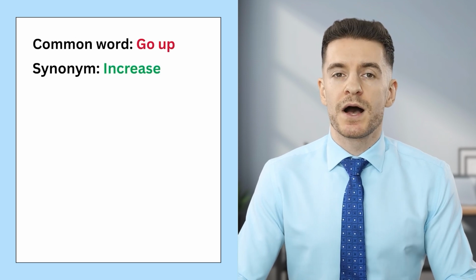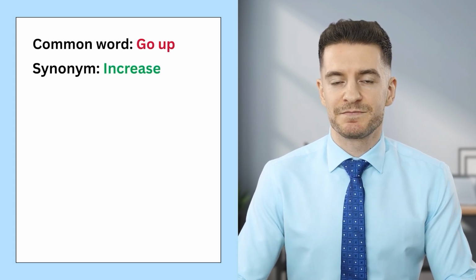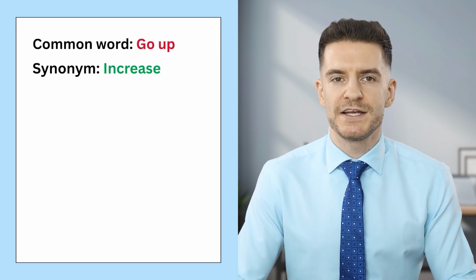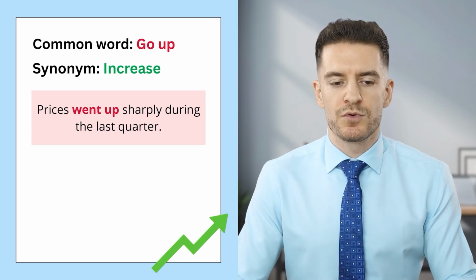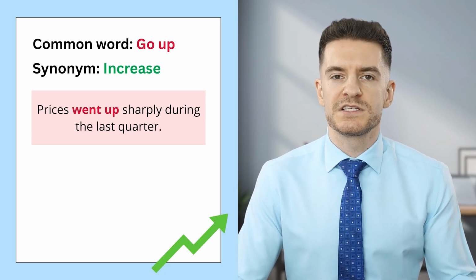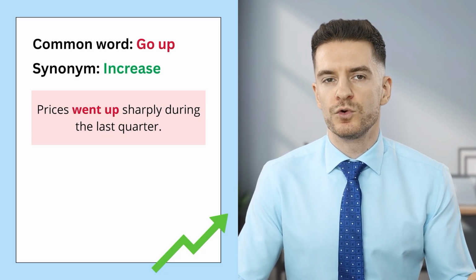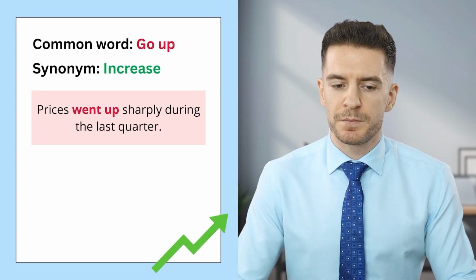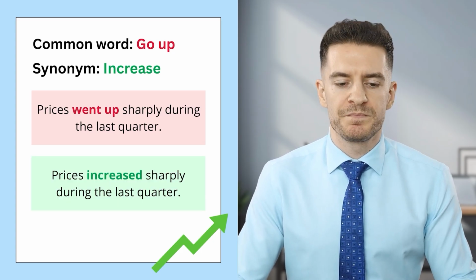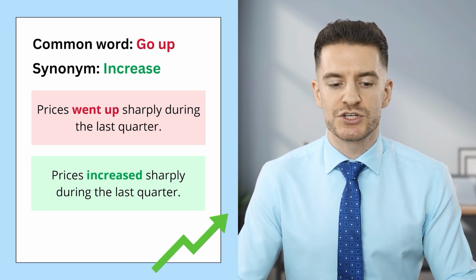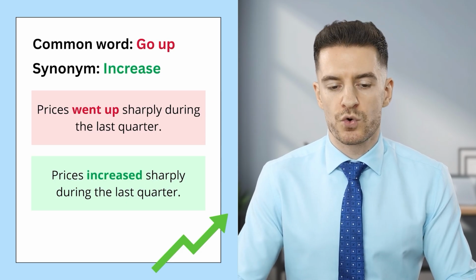Moving to the next word now, which is word 20, go up. Instead of saying go up, we could say increase. Okay, this is just a more professional way to say go up. For example, prices went up. Obviously, went is verb 2 for go. Went up sharply during the last quarter. Well, no, we could say prices increased sharply during the last quarter.